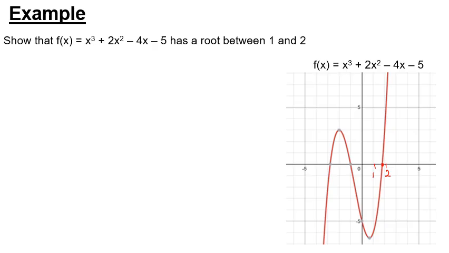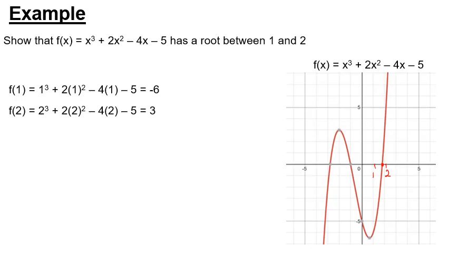But to prove this mathematically, we could substitute the numbers 1 and 2 into the function. First of all, if we substitute the number 1 into the function, we get an answer of minus 6. This means that when x is 1, the y-coordinate is minus 6. We could then substitute 2 into the function. This gives an answer of 3. So when x is 2, the y-coordinate is 3, which is a positive number.